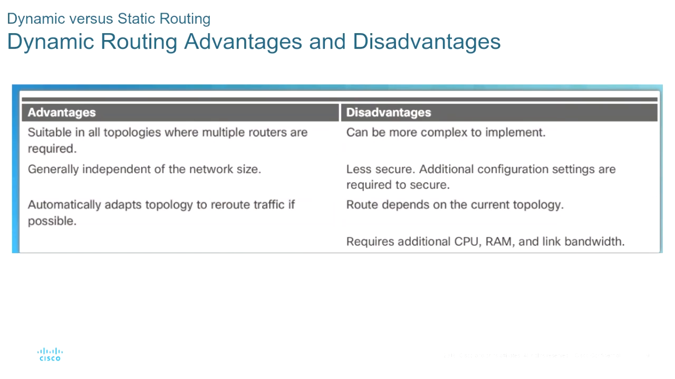RIP is fairly simple. OSPF is a little more complicated. It is less secure because the dynamic routing protocol is giving away everything it knows. It is possible to use passwords with some dynamic routing protocols to keep this more secure. The route depends on the current topology, and it does require additional CPU cycles, RAM, and bandwidth over the links connecting all the devices together.